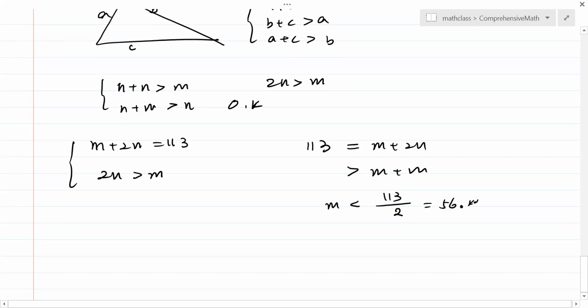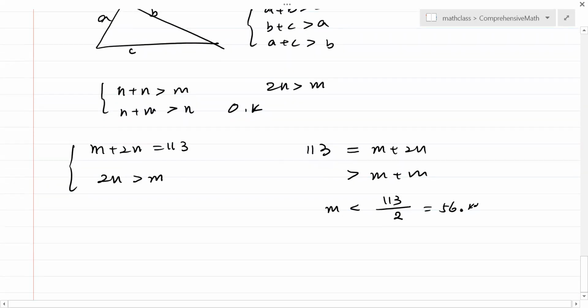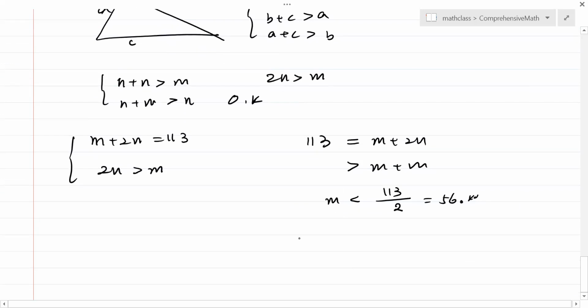Can m be an arbitrary number? Well, as long as 2n is greater than m, otherwise you're not going to make the triangle. So m is going to be less than this, so m could be 1, 2, 3, 4 all the way to 56.